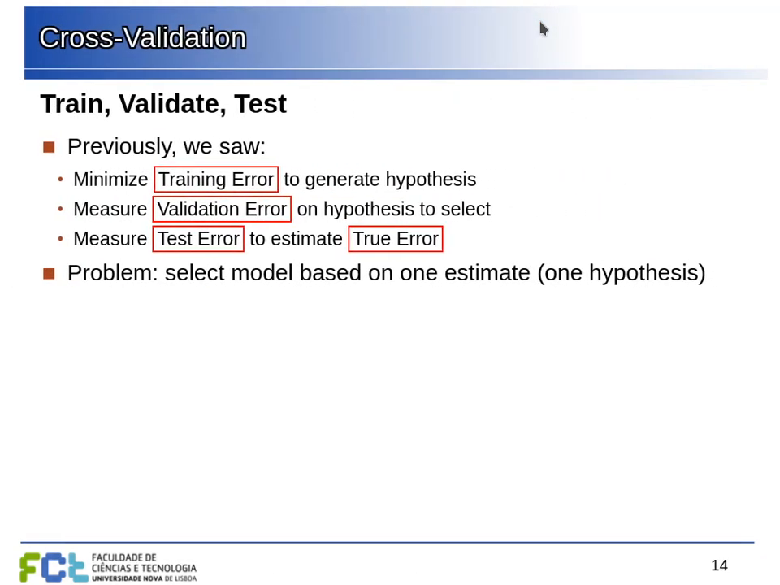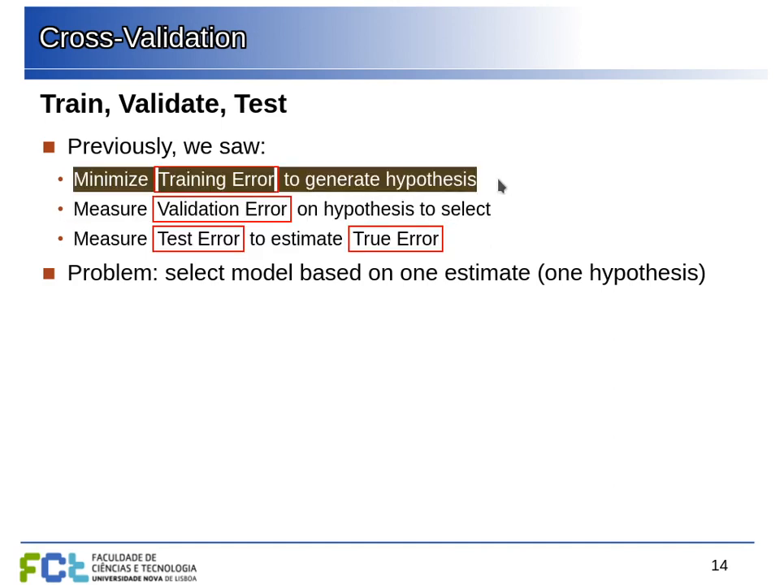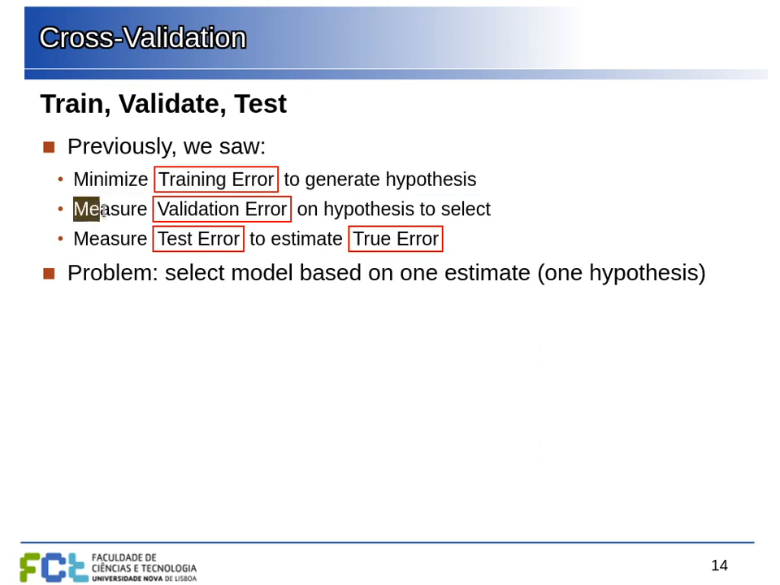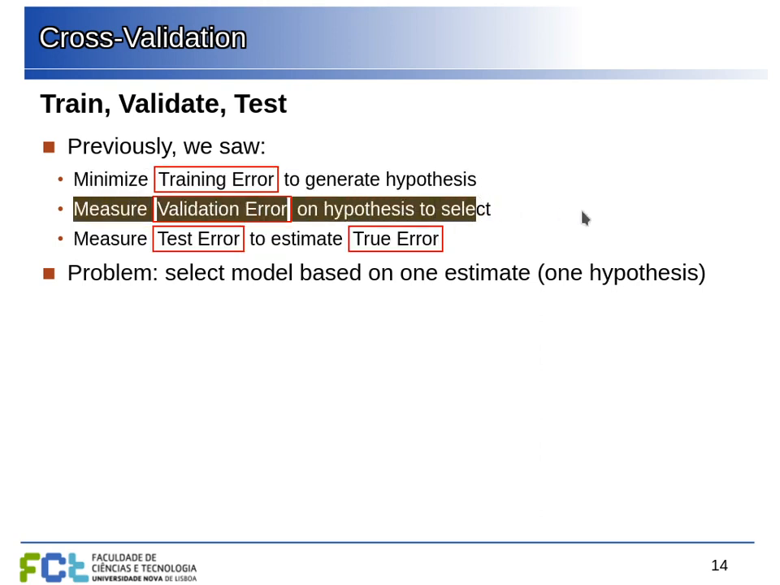So previously we split our data into 3 sets. We used the training set to find the best hypothesis by minimizing the training error. Since the training error is now very biased because of our choice of hypothesis, by minimizing the training error, we measure outside the training set with a validation set.